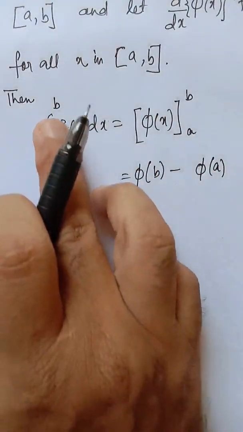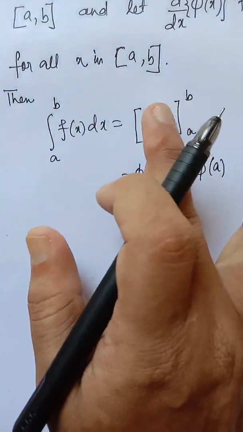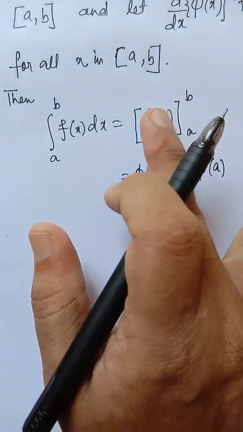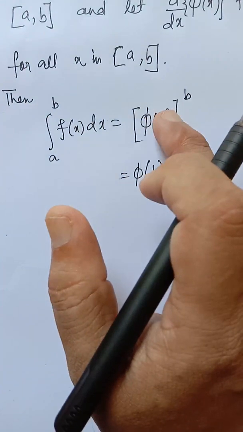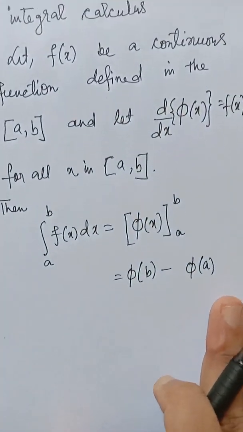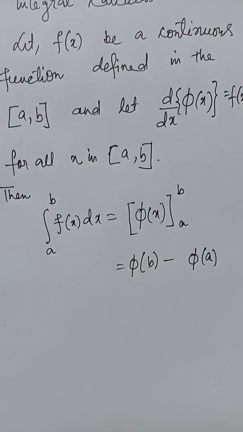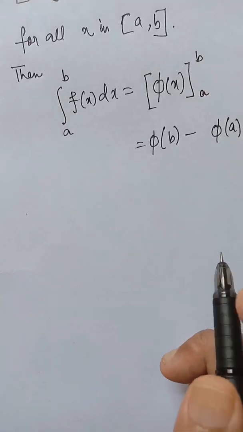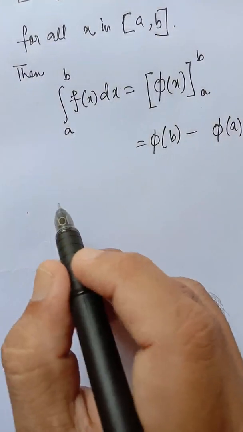So the integration from a to b of f(x) dx is, first we integrate f(x), suppose it gives phi(x), then we put the upper limit first, phi of b minus phi of a at the lower limit. This is called the fundamental theorem of integral calculus. And now let us solve some questions using the fundamental theorem of integral calculus.